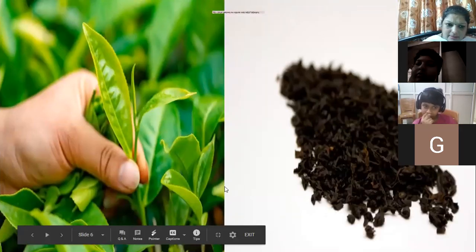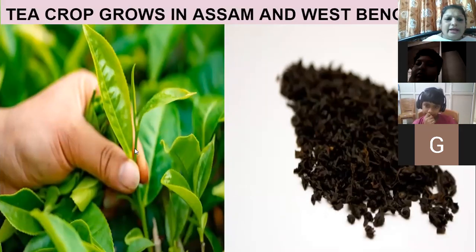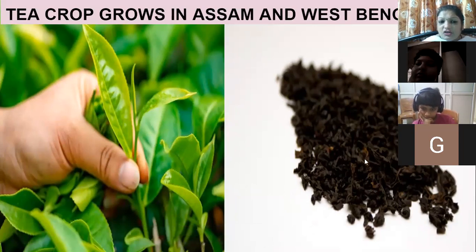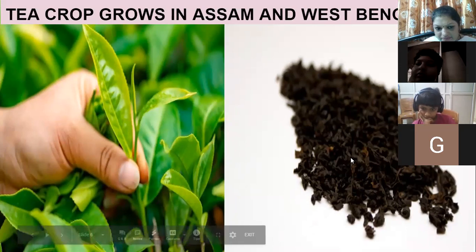Here is another example I'll give you. Tea, the tea crop. You can see these are the fresh tea leaves. Now what do they do with these tea leaves? They pluck the tea leaves. Then they dry them in the hot sun. And once the tea leaves are dried in the hot sun, you can see this type of leaves. These are the dried tea leaves. So this is how tea leaves are preserved. They dry them in the hot sun.